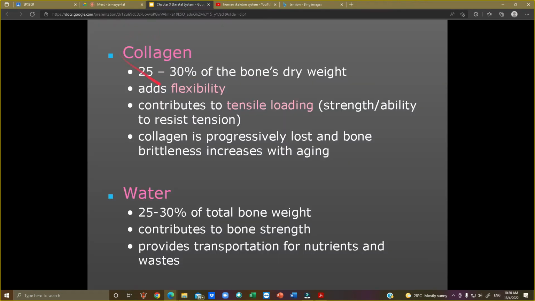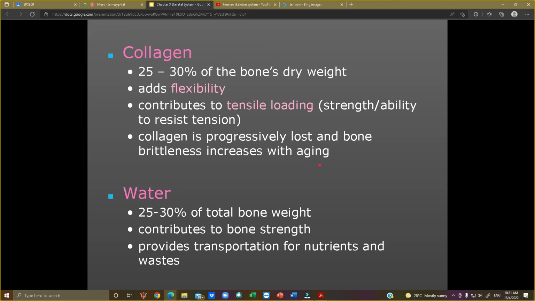Tu function yang kedua. Okay, add flexibility, contribute to tensile loading, strength, ability to resist tension. Tension is being pulled. Okay, compressive being push. Okay, collagen is progressively lost and bone brittleness increases with aging. Means that through aging, we are going to lose collagen. We are going to lose the flexibility and we are going to start to have skeletal chipping.